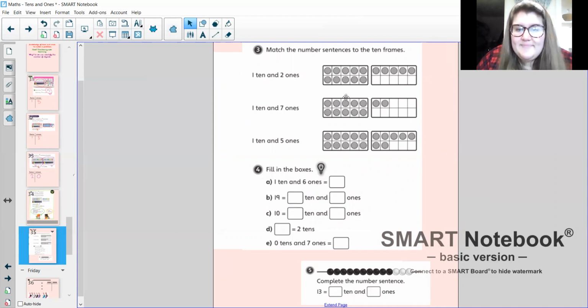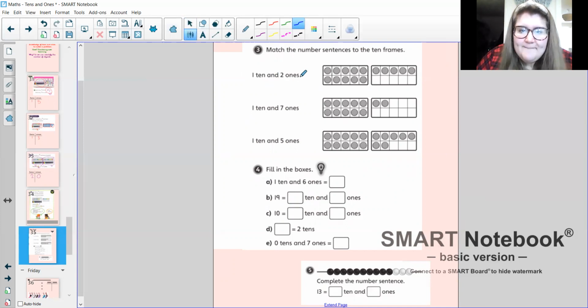Let's look at this one. Oh, yeah, there's 1 10. I don't even need to count because the 10 frame is full. And how many ones have I got? Oh, I've got 2. So they must be a pair. And you've got to do the same for the other ones.